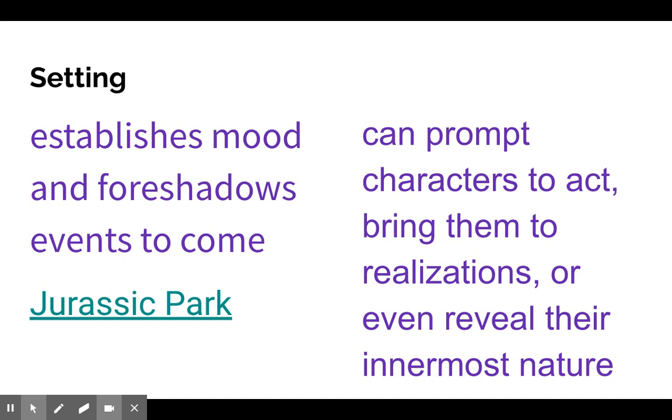So setting can communicate so much, and all we need to do is oftentimes take the time to actually pay attention to what's going on in order to be able to figure out what actually is happening.